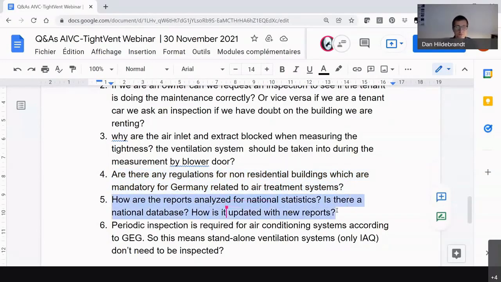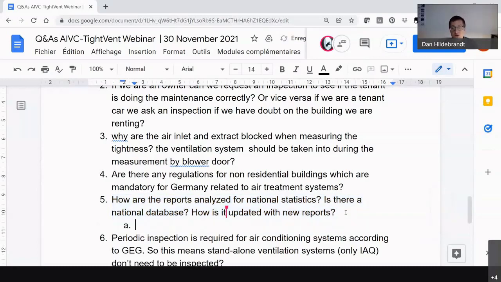Okay, there is a question about what you do with all these reports. Are they analyzed for national statistics? Is there a national database? How is it updated with new reports? And maybe who is doing the statistics also, if there are any? Yeah, this is actually what I also would like to know, what they are doing with these reports. So they do some statistics, they have a tool which is used with these reports, and they do some statistics of the quality of the reports. And these statistics, I just know that they are sent to the EU. And there is no feedback to us, to inspectors, about what is really done with these reports.